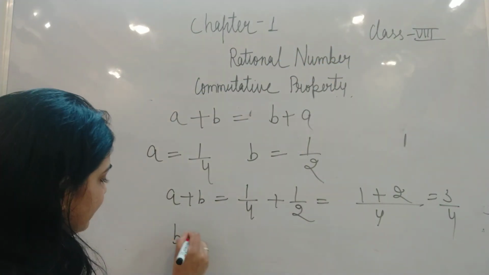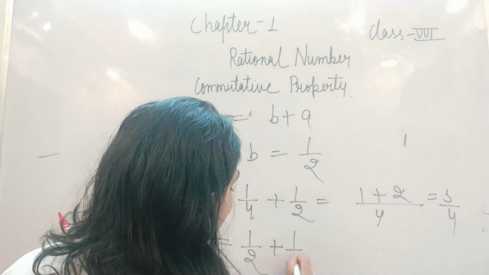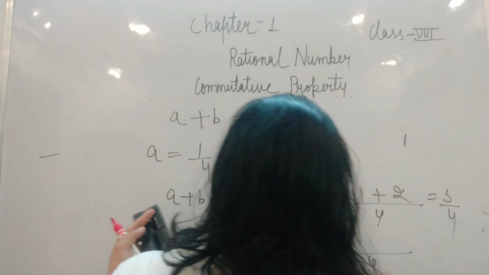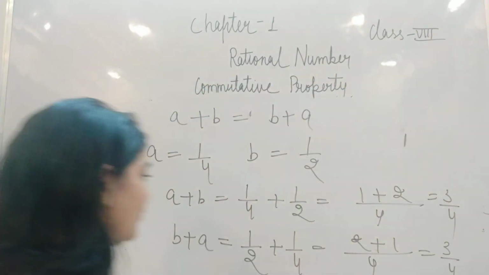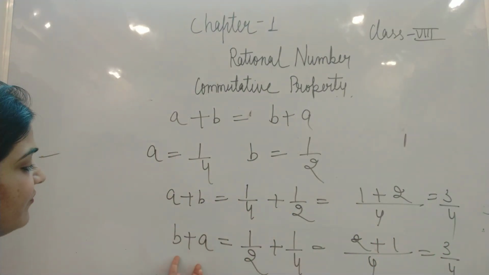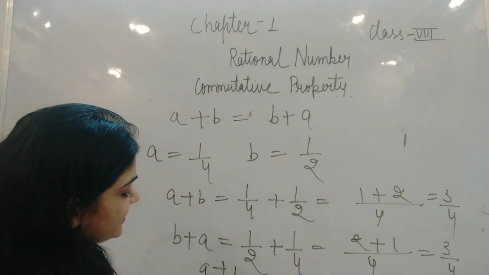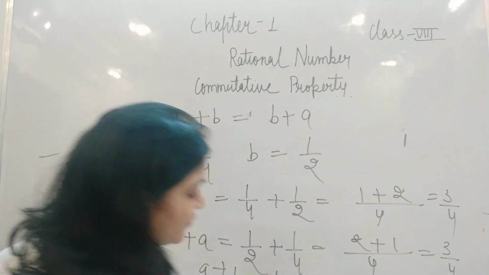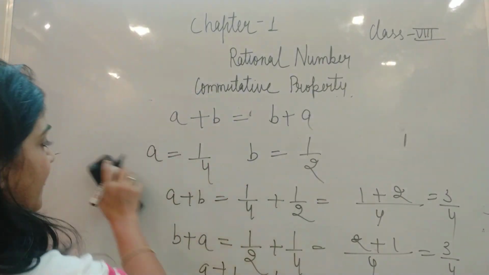Now if we do B plus A, what we will get? 1 by 2 plus 1 by 4. It means 4, 2 plus 1, what we will get? 3 by 4. The value of A plus B is equal to 3 by 4 and the value of B plus A is equal to 3 by 4. A plus B is equal to B plus A. So we say that addition is commutative for rational numbers.